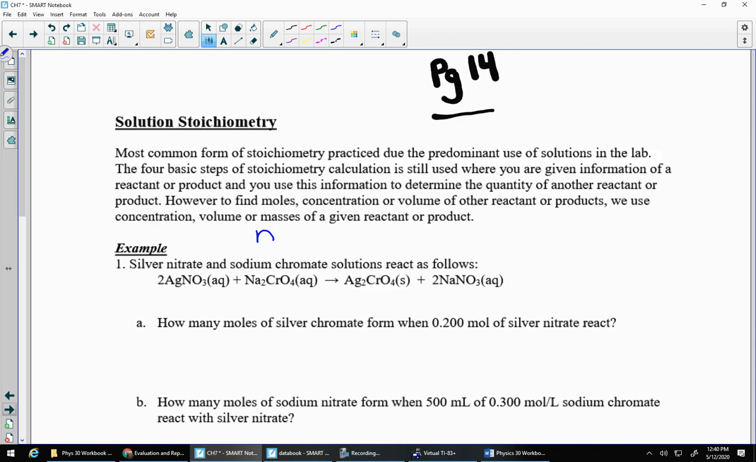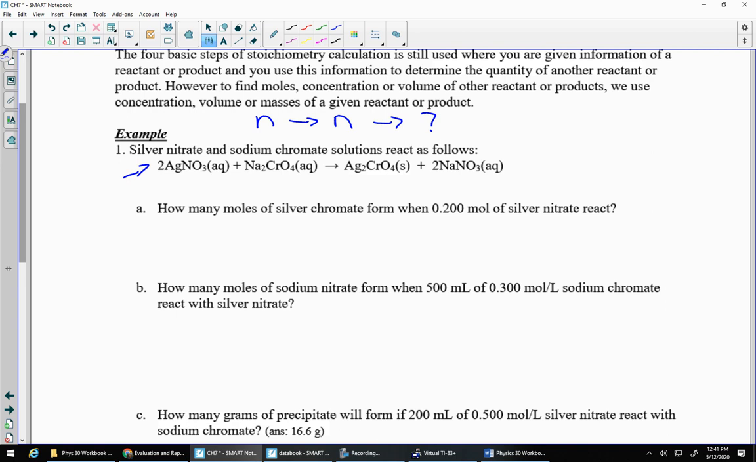Find the amount of something, use that to find the amount of something else, and then find whatever the question is looking for. Cool, so that might not make a ton of sense what I wrote right there. Let's just jump right in and have a look. So first example, silver nitrate and sodium chromate solutions react as follows, and it gives us our balanced chemical reaction, which is fantastic. Part A, how many moles of silver chromate form when 0.2 moles of silver nitrate react?